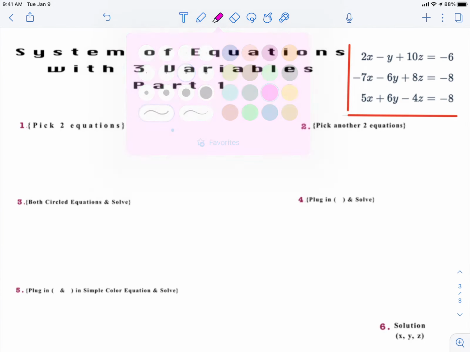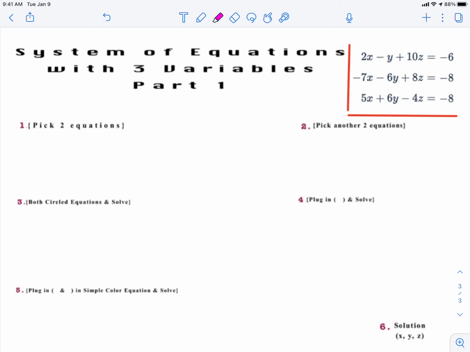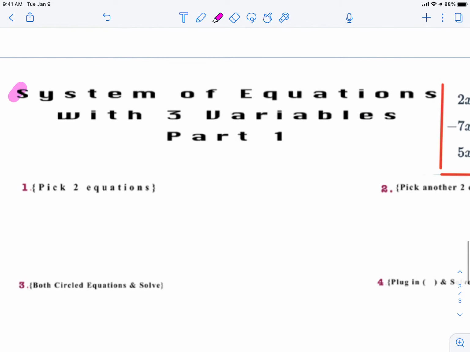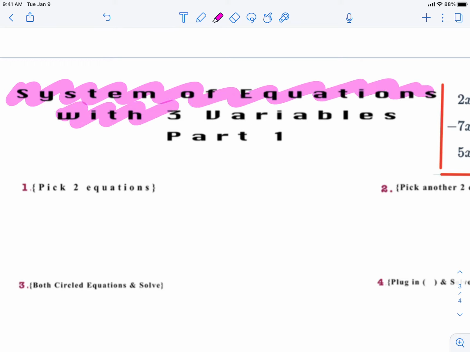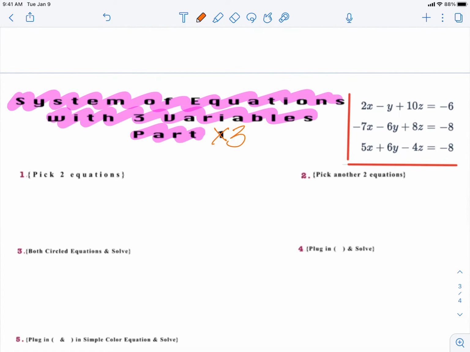Okay? So first thing we're going to do, as we always do, is identify the name of our notes, which are systems of equations with three variables, not part 1 though, not part 2, but part 3. We're doing part 3 this time, okay? So just a little bit more complex, but we got this, okay?